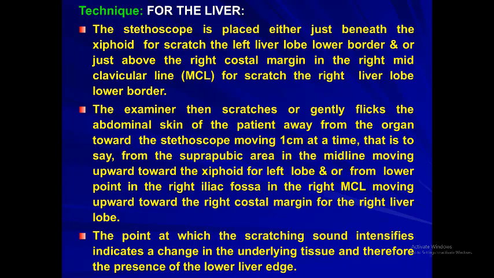That is to say, the doctor starts scratching the skin of the patient from the suprapubic area in the middle line, moving toward the diaphragm of the stethoscope, that's to say toward the xiphoid process, for the examination of the left lobe of the liver. Or start to scratch from the lowest point in the right iliac fossa, in the right midclavicular line, moving upward toward the right costal margin for examination of the right liver lobe.